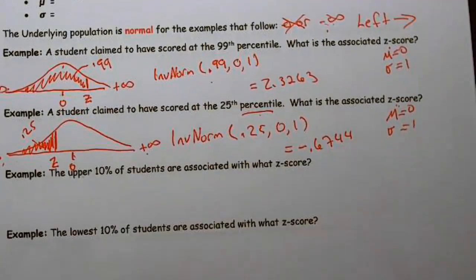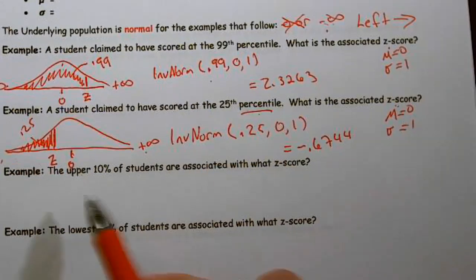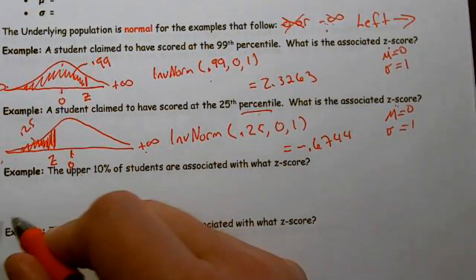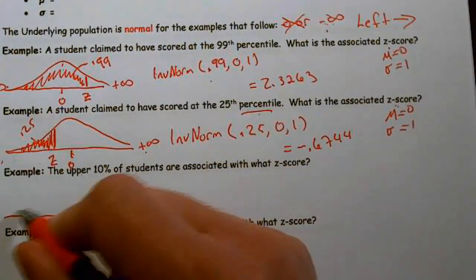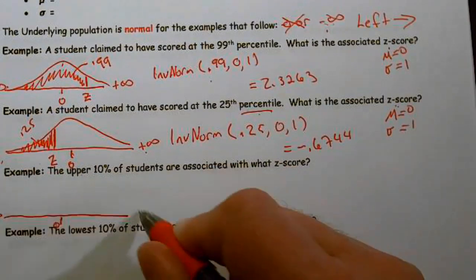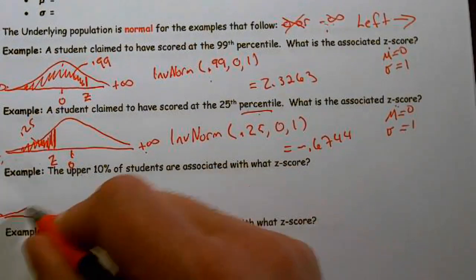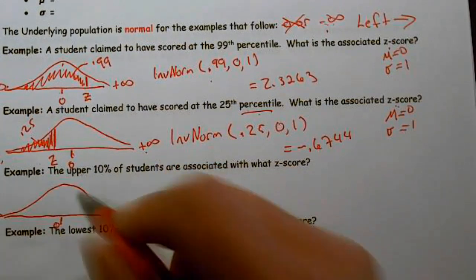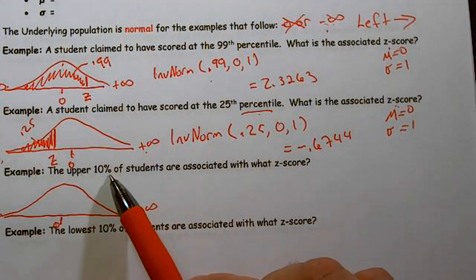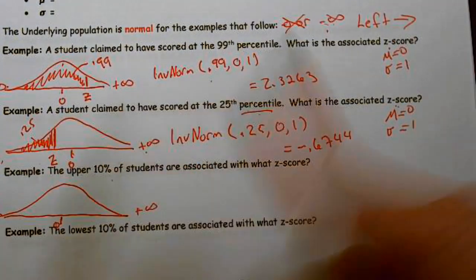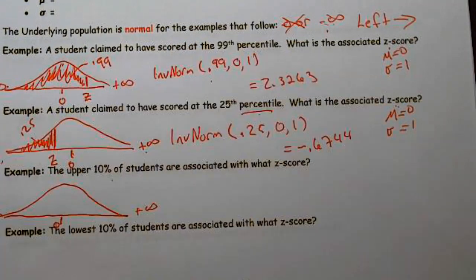Now we're going to start to get a little crazy tricky. It says the upper 10% of scores of students are associated with what z-score? I'm going to go ahead and draw the graph. I'm not going to do any shading at this point, because problems like this are a little trickier. The calculator part's just as easy, but the problem is more difficult. Anytime they give you a direction with the percentile rank, you can just go, because all percentile ranks work from left to right.